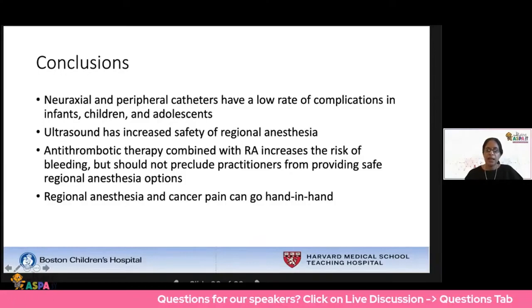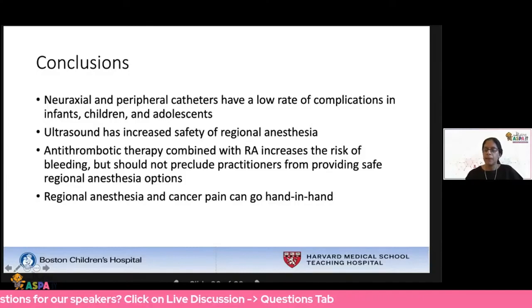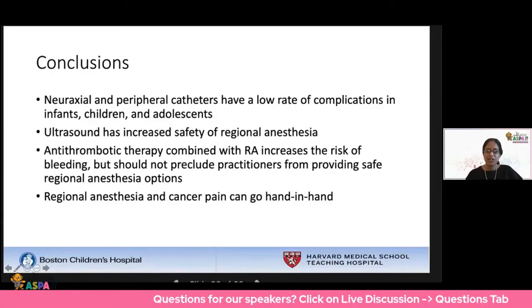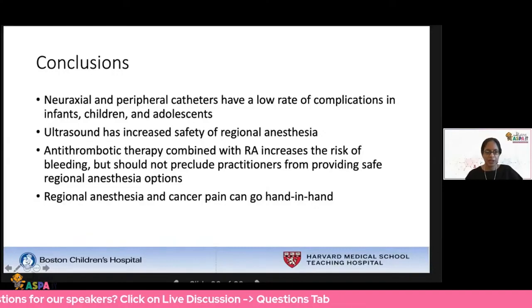Antithrombotic therapy combined with regional anesthesia does increase the risk of bleeding, but should not preclude practitioners from providing safe and regional anesthesia options. So I hope that you will keep in mind that regional anesthesia and cancer pain go hand in hand. Thank you very much.